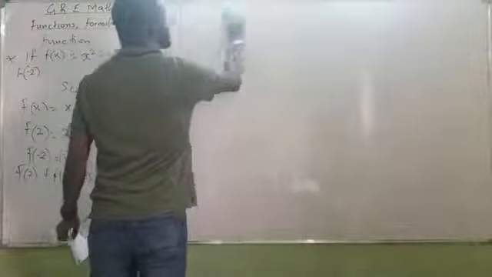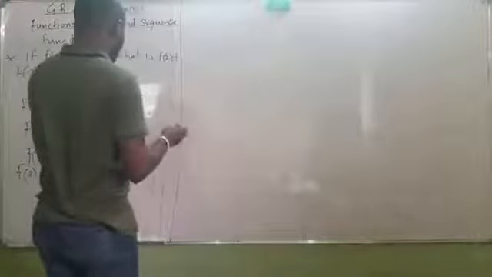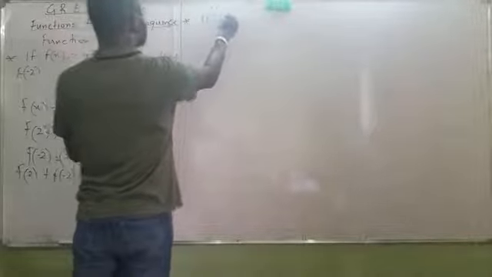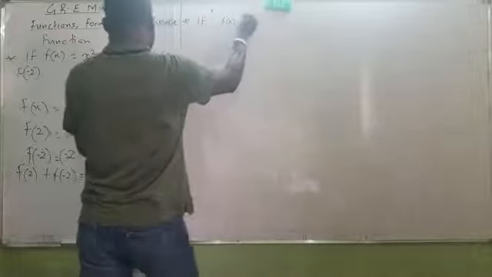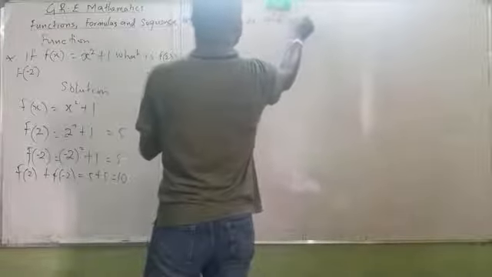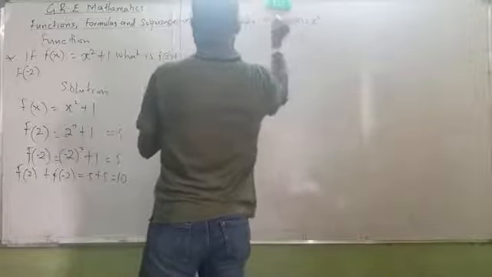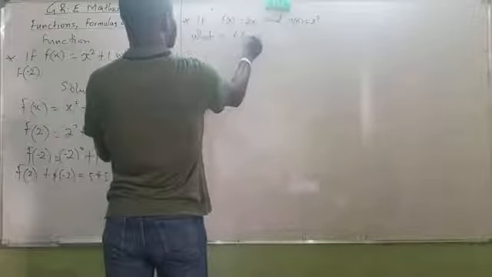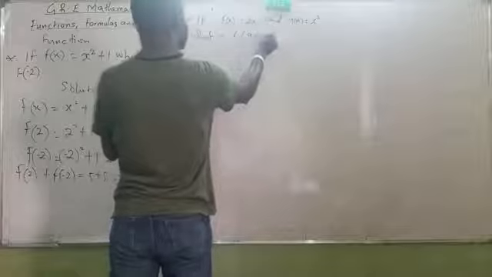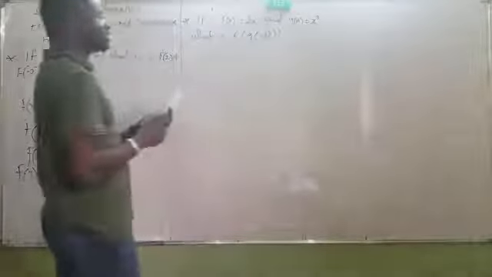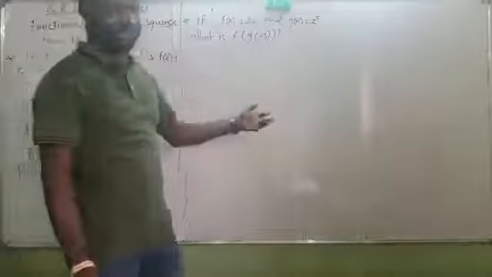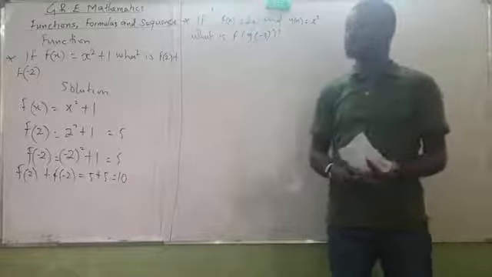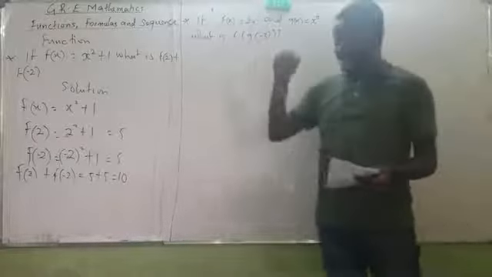Now the next one. We're told that f of x equals 2x and g of x equals x cubed. What is f of g of minus 3? Now look at this. We call this composite mapping. In our video I've explained the meaning of composite mapping. It means it's a function inside a given function.